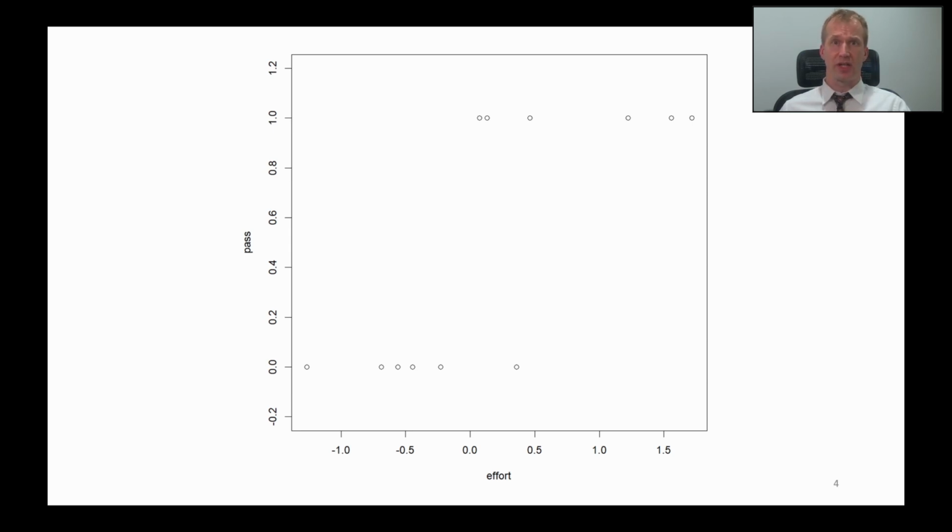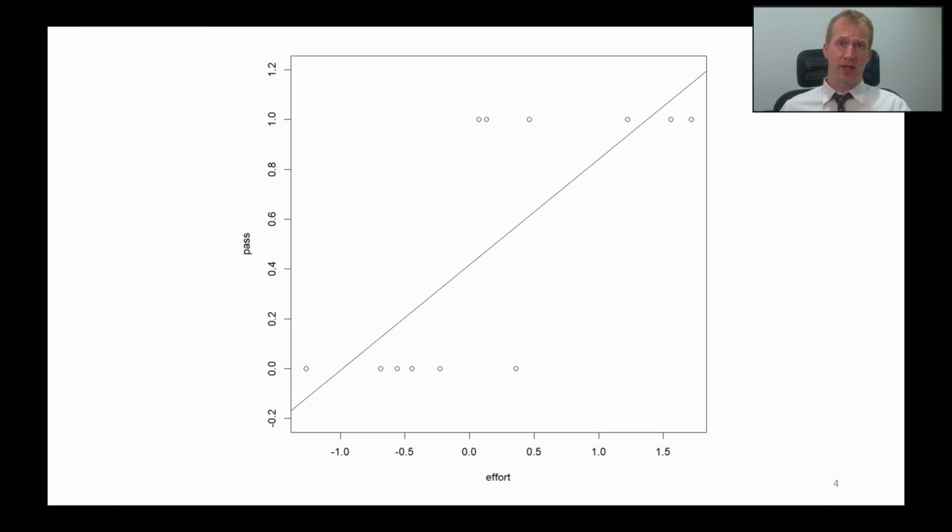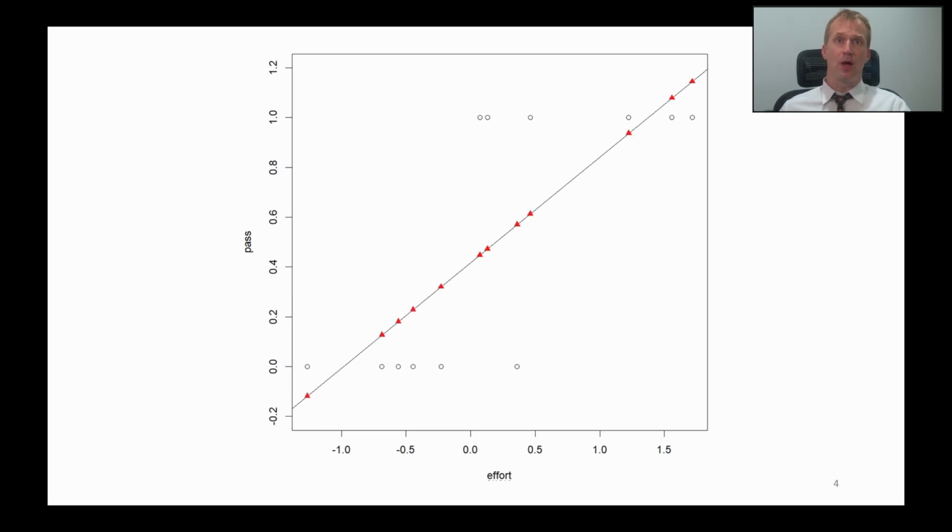A first look at the data suggests that the data points only take values 0 or 1, and they don't seem to line up on a straight line. We can add an OLS line of best fit here, but it looks a bit weird because it does not fit the data so well. The red triangles correspond to the theoretical predictions from the OLS model.